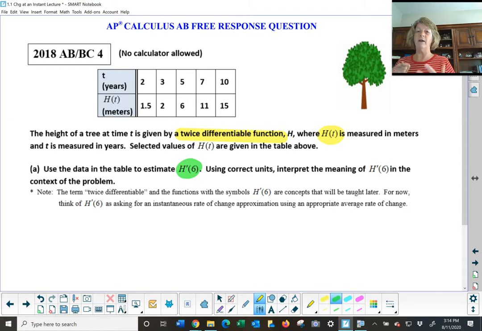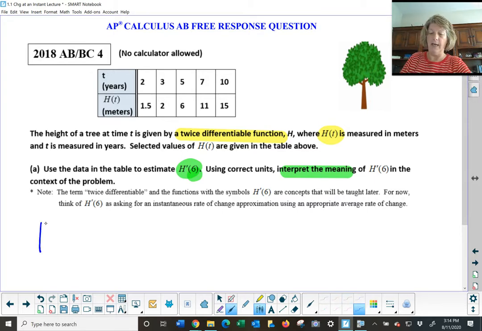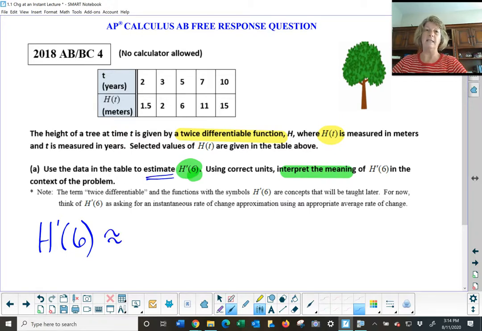So it wants us to find the instantaneous rate of change at time 6, but the best I can do is interpret the meaning of h prime in this problem. All right, so I'm going to do a couple things differently. First off, I'm going to calculate out h prime of 6. And h prime of 6, I'm going to use the data to estimate it. That was one of the first things it asked us to do.